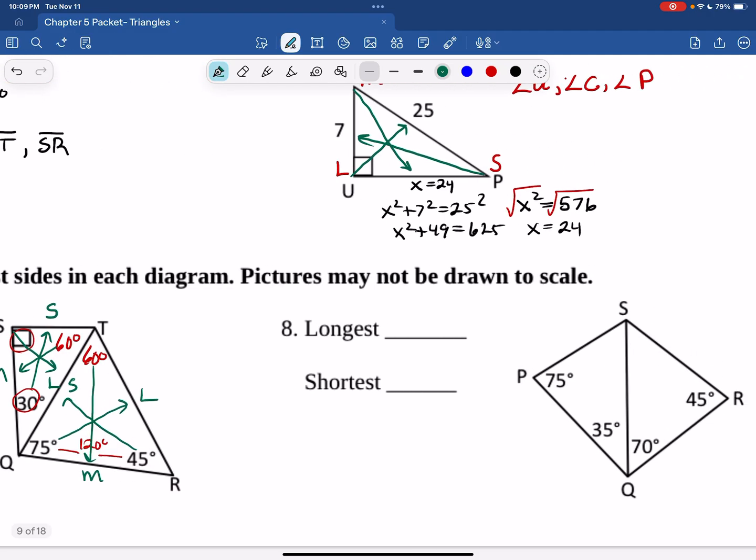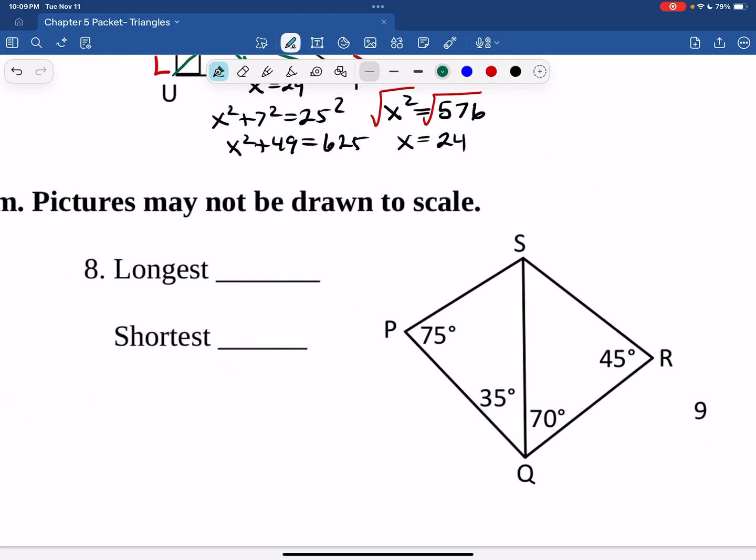All right, and then same thing on this side, okay? We'll do it one more time. Starting with SPQ, 75 and 35 is 110. So that must mean that this one is 70 degrees. So again, while I'm here, I'm going to go ahead and do my sides. This is the shortest side. Sorry, the smallest angle across from the shortest side. 70 is the medium angle, so this is the medium side. 75 is the largest angle, so this is the longest side.